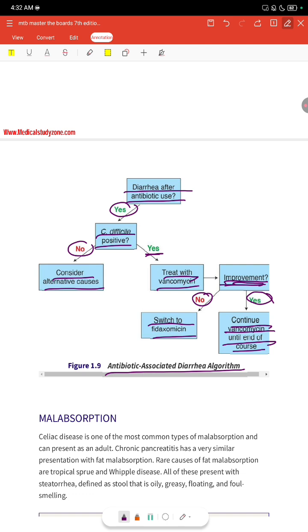Once again, diarrhea after antibiotic use. If the patient gets diarrhea after the use of antibiotics, go for C. difficile testing, whether it's positive or negative. If it's negative, consider alternative causes. If it's positive, start treating with vancomycin and look for improvement. If improvement happens, continue the vancomycin therapy until the end of the course. If there is no improvement, switch to fidaxomicin.